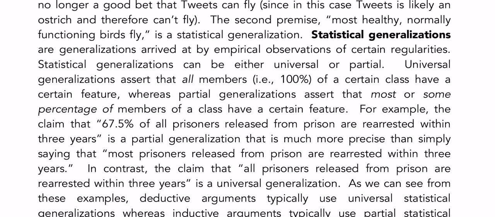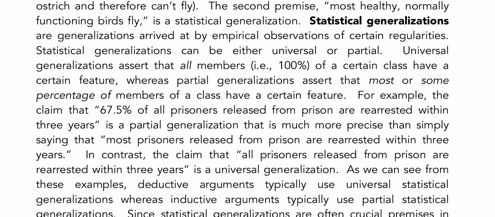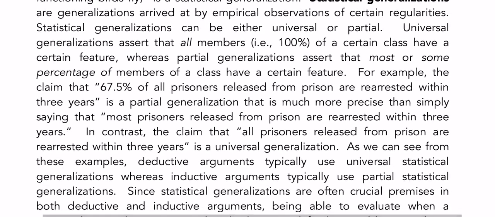Take the case that it has been claimed that 67.5% of all prisoners released from prison are arrested within 3 years. This is a partial generalization that is much more precise than simply saying that most prisoners released from prison are arrested within 3 years. In contrast, consider the claim that all prisoners released from prison are arrested within 3 years.